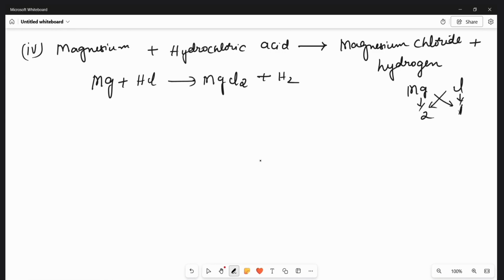So what type of reaction is this? Displacement reaction, because magnesium displaces hydrogen. So it is a displacement reaction.